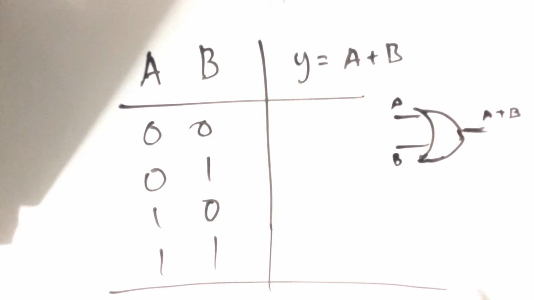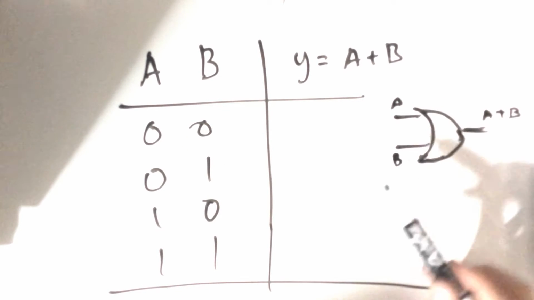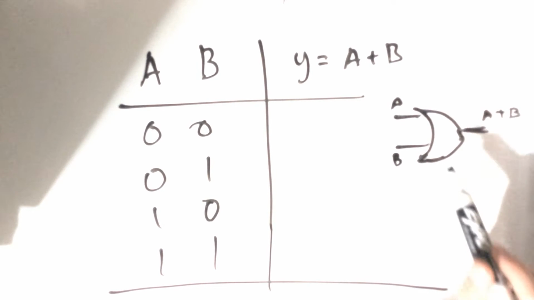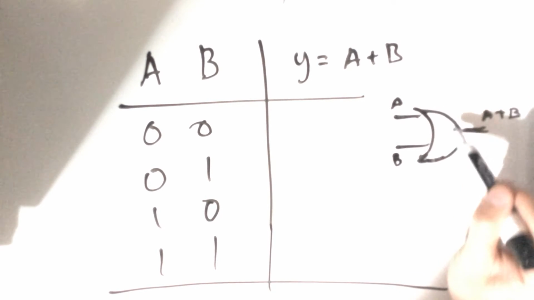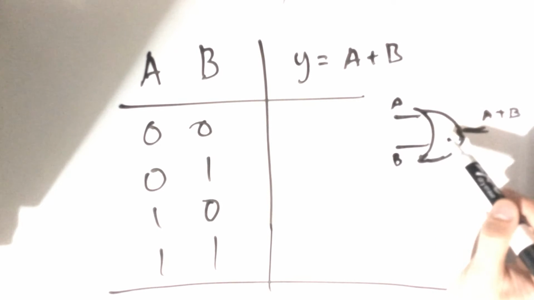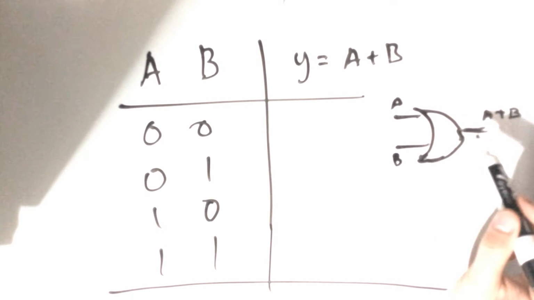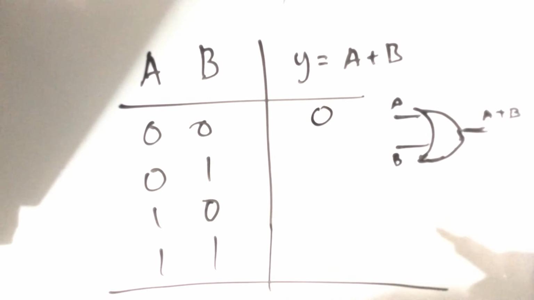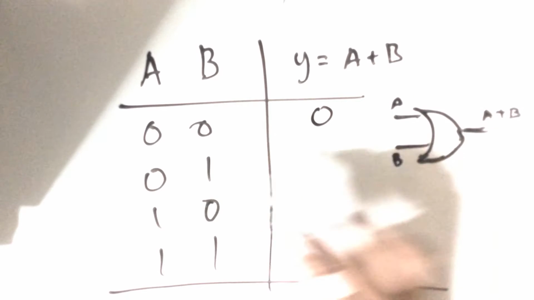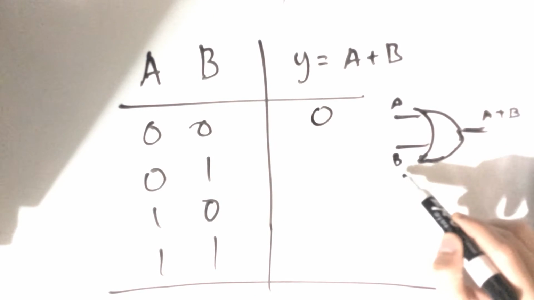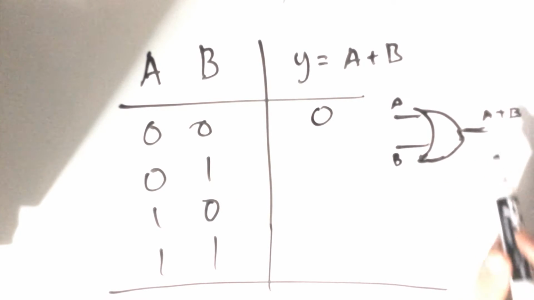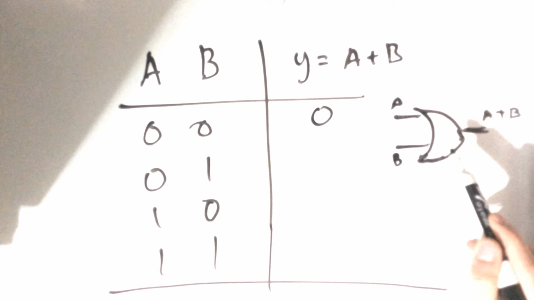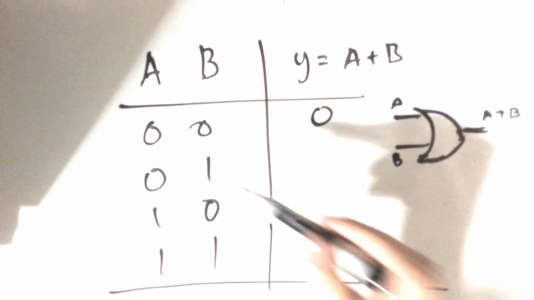Alright? Now, when A is 0 and B is 0, we get the value of 0. Because as A goes through, B goes through, none of the values are set to 1. And therefore, our output is set to 0. So we have a 0 right here. Now, if A is 0 and B is 1, we get the output of 1 because at least one of the inputs were set to 1.